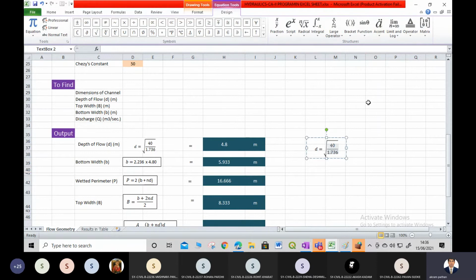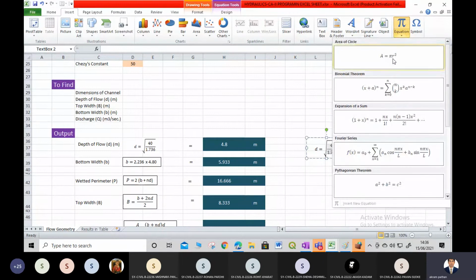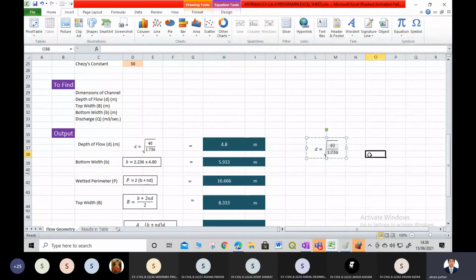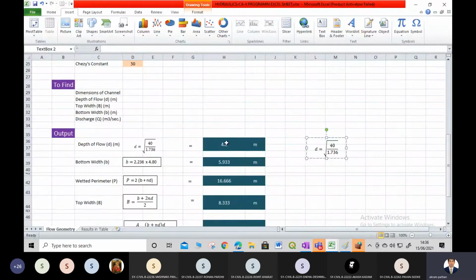This is the simple method to insert this formula. Go to the insert section, then there will be equation. You have to insert this one and then write down the things we have solved by hand. So for D calculation, under root 40 divided by 1.736, D is equal to 4.80. In the Excel sheet also you have to write down this 4.8.